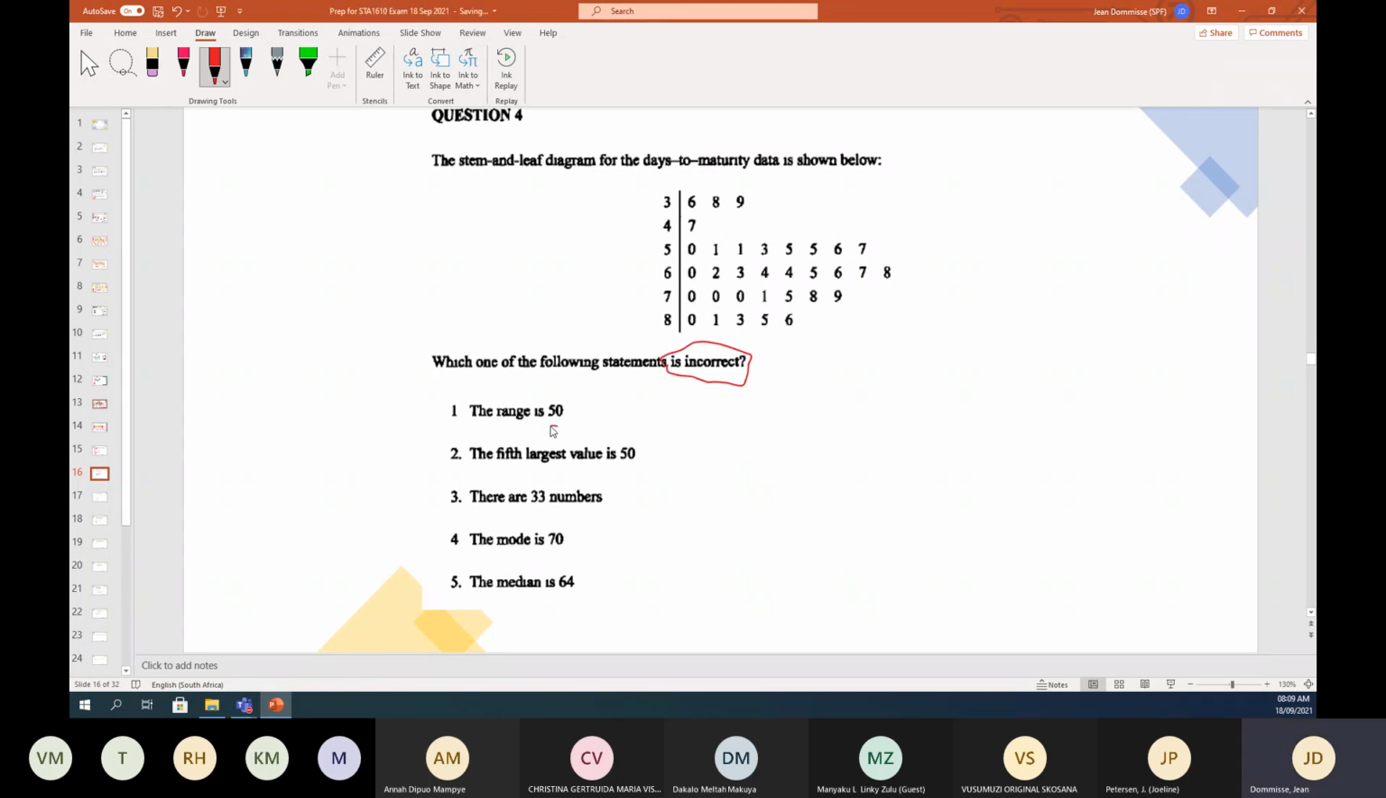Okay, the incorrect one. They've asked us the first one, the range. The range is the biggest, which is 86, minus the smallest, which is 36, so that is 50. That is correct, so we need to move on to the next one. The fifth largest value is 50. Okay, so largest.